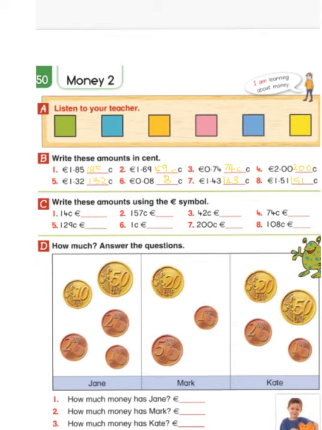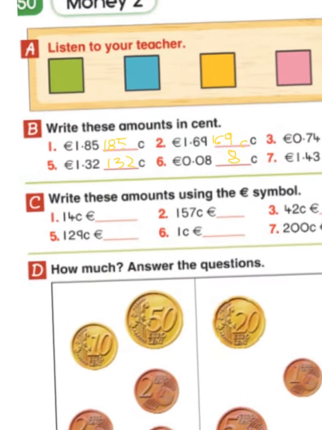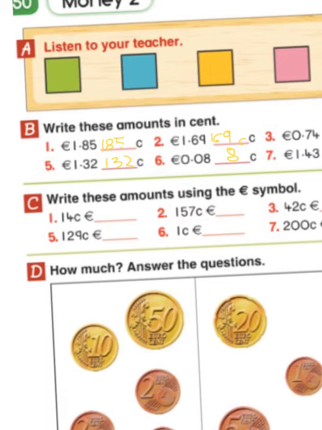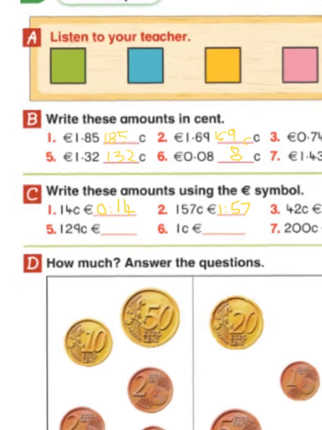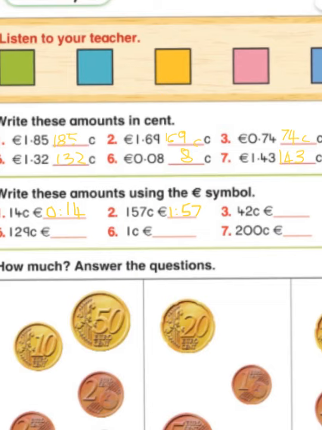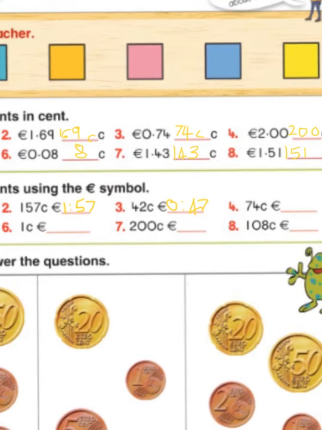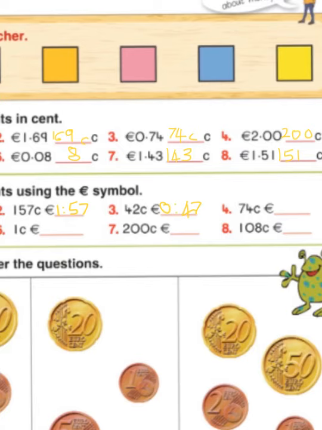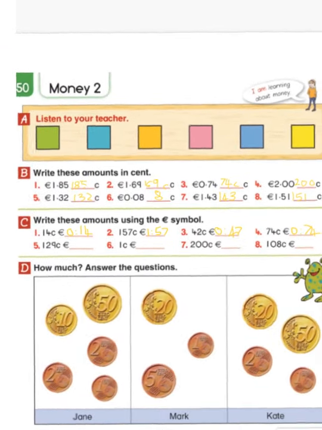Now for C there, I'm going to just do 1 to 4 and we can finish the rest ourselves. So 14 cent written in euros, it's less than 100, so sorry about the crookedness, doesn't really matter. 14 cent would be €0.14. 157 cent, that's a grand and simple one, €1.57. 42 cent would be, it's less than 100, €0.42. 74 cent would be €0, less than 100, .74. And I'm going to get you to finish the rest of those yourselves.